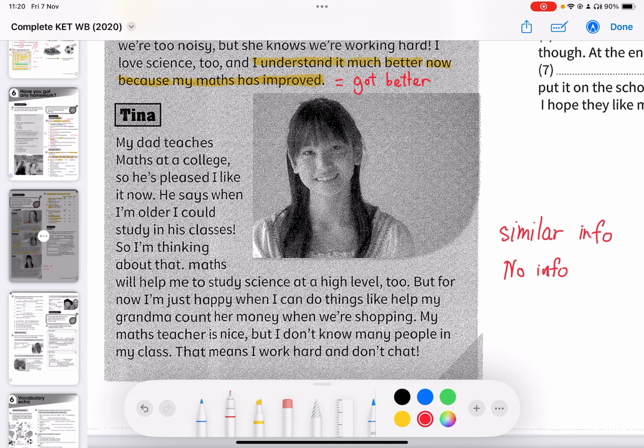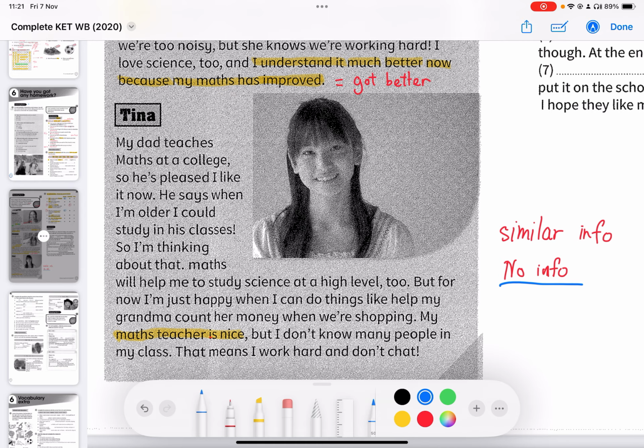Okay, and then we've got my math teacher. Yes, she mentions her math teacher is nice. But is it the reason why she likes math? Nhưng đây có phải là lý do mà bạn ấy thích toán không? No, she didn't say so. So we can say no information. She said my math teacher is nice, but she did not say that I like maths because of my teacher. So this is not the correct answer.